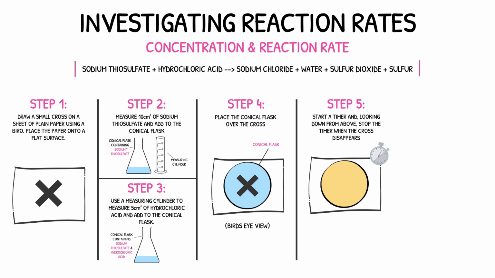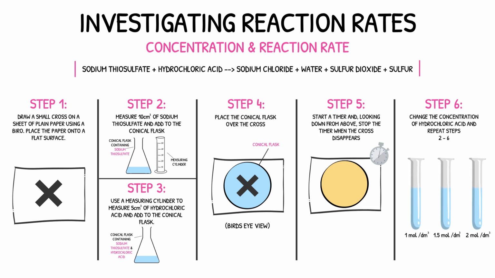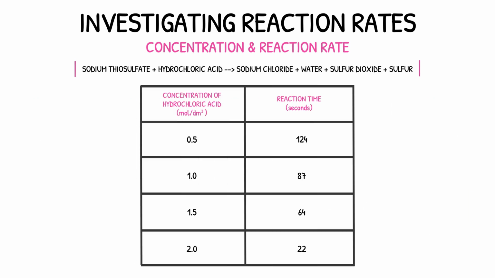This stage of the practical explains why it's important that the X is drawn using a bold pen. A faint line drawn with a pencil may be difficult to see as the reaction progresses, possibly having you end your observations earlier than you should. Once the cross has disappeared, stop the clock and record the time on screen. Repeat steps 2 to 6 using a different concentration of hydrochloric acid each time. At the end of your practical, the results in your table should look something like this.